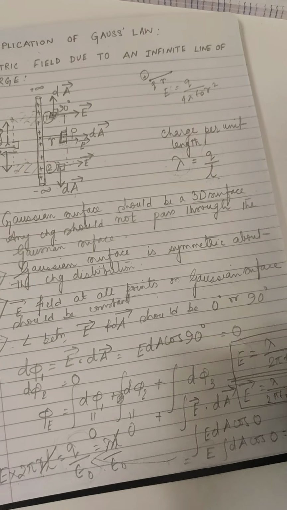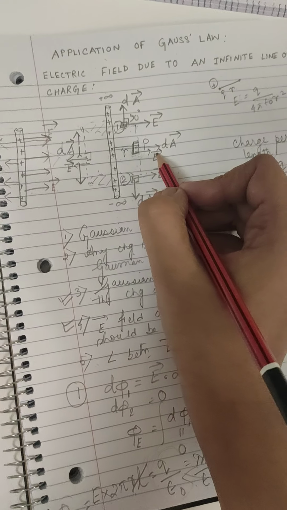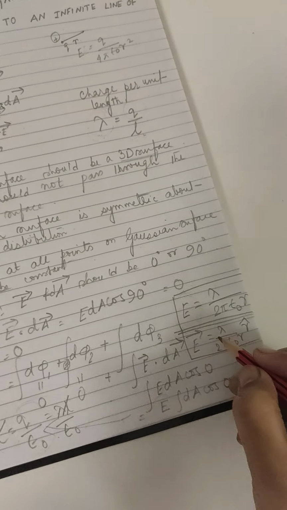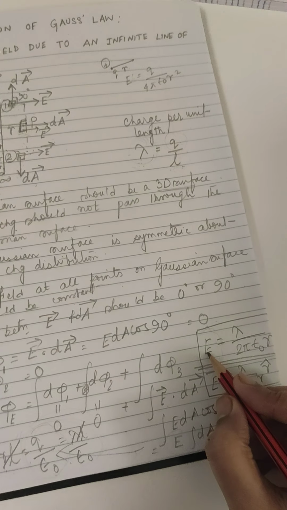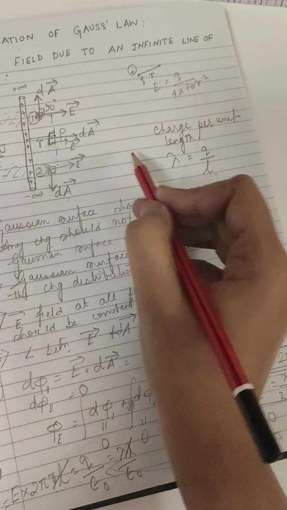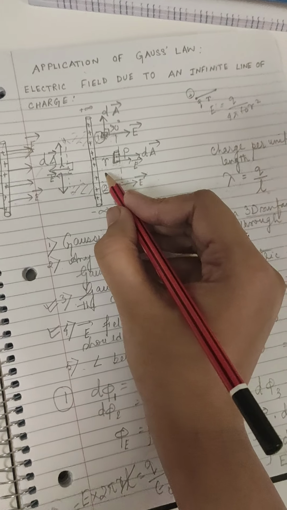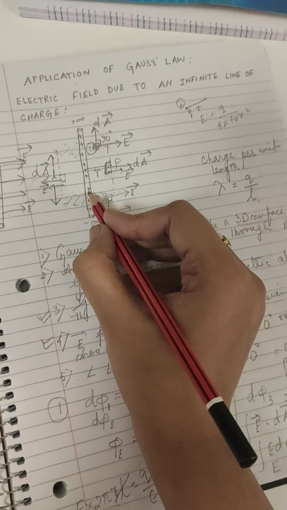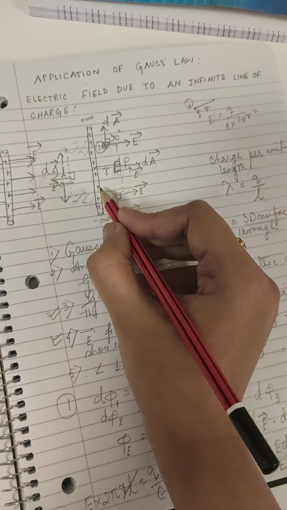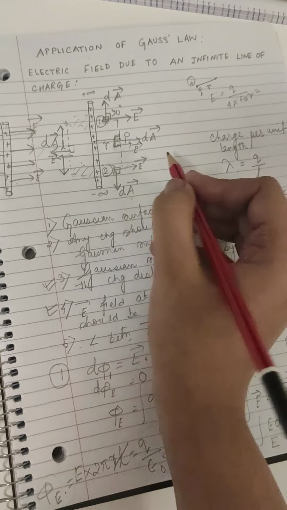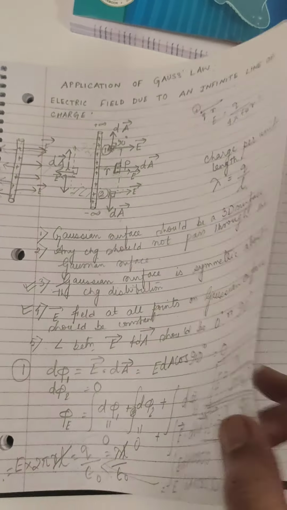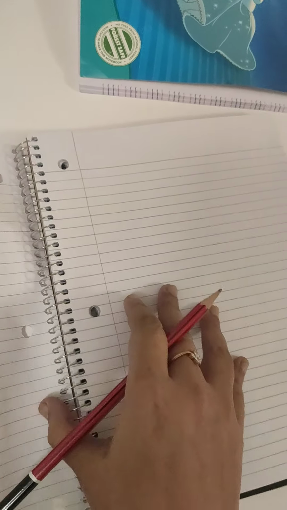So here you can see, as the distance from the wire increases, the electric field intensity keeps on decreasing. E is inversely proportional to r. So electric field intensity depends upon the distance from the infinitely long wire. Next we are going to do the electric field due to an infinite plane sheet of charge.